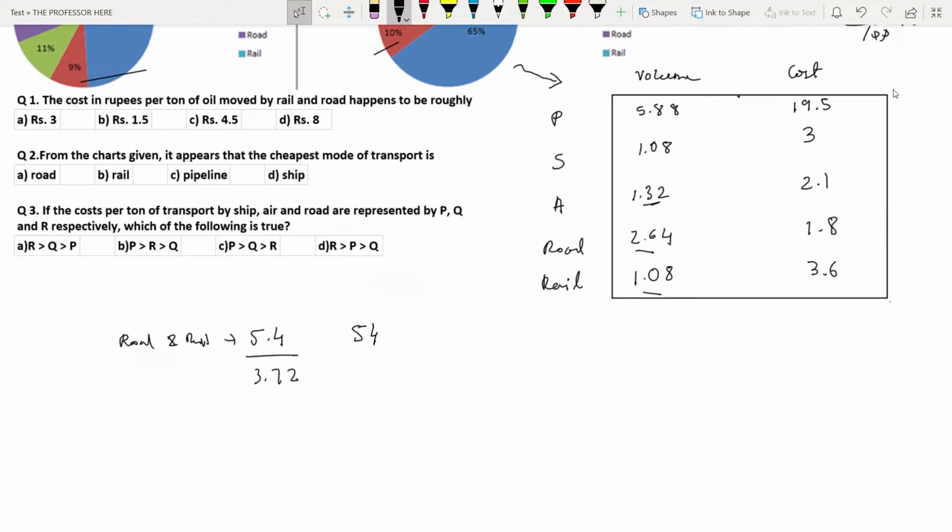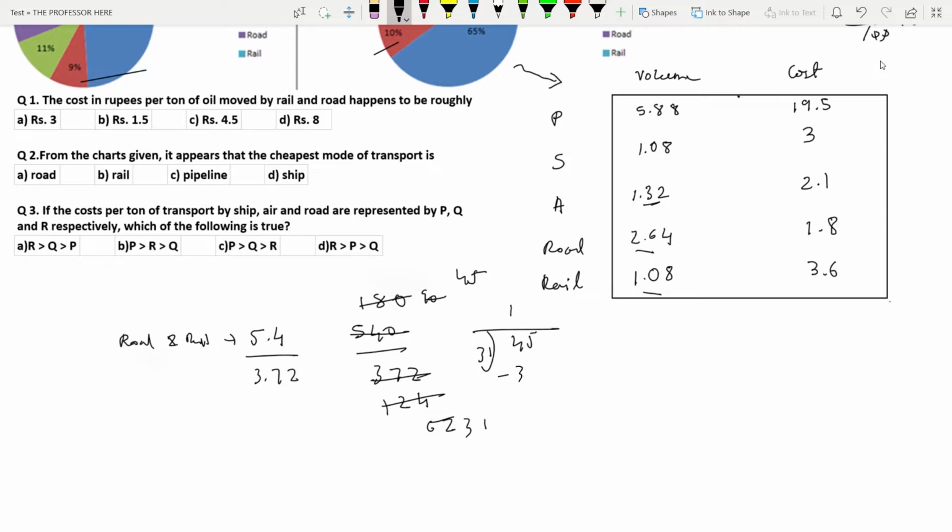So it is 540 divided by 372. If you have seen the video on number system that I have covered on this channel, then you would know that these two numbers are divisible by 3. Dividing, we get 180 by 124, and dividing again we get 45 by 31. So 45 divided by 31 is about 1.4. So the closest answer here is option B, 1.5.